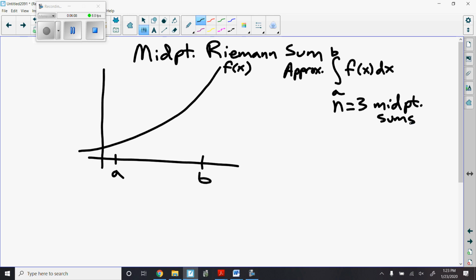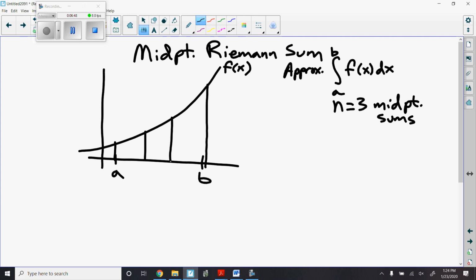Okay, so what I want to do is divide this up into 3 equal partitions. So I've got a here and b here. I just need to put one about 1/3 of the way and another about 2/3. So again, yesterday we could have turned this into a left Riemann sum problem by taking the left intersection of each rectangle, or we can do a right Riemann sum by using the right intersection point on each rectangle. Midpoint does exactly what you think it means.